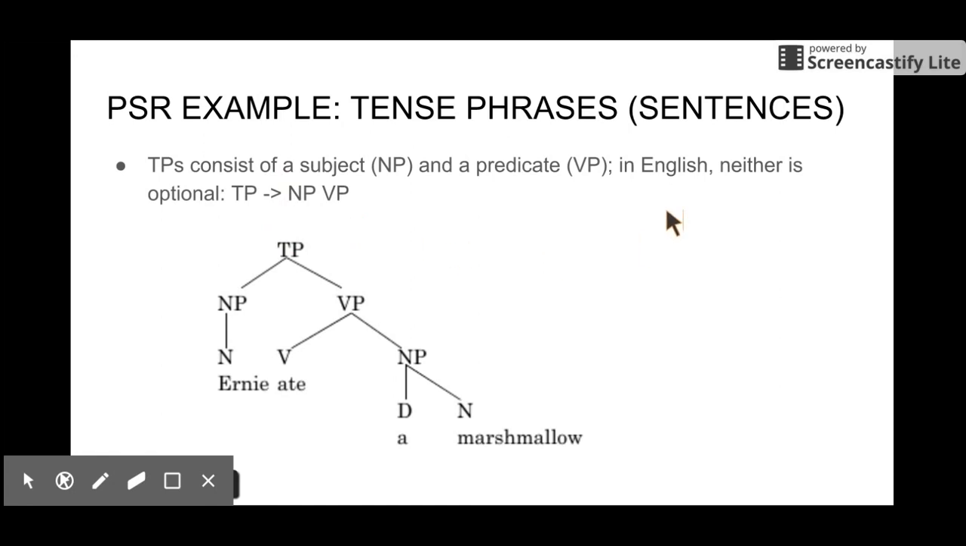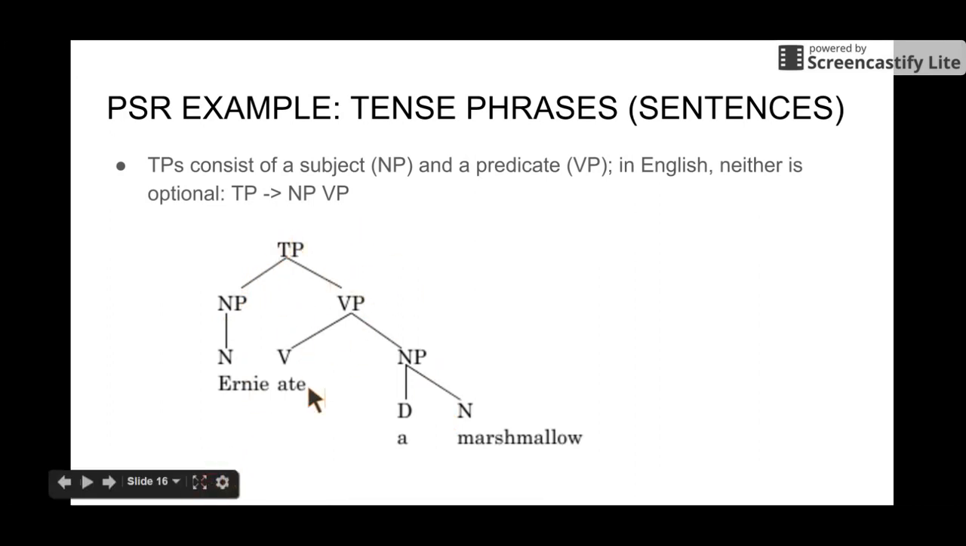This is an English rule. So in English, neither NP nor VP is optional. And if we have an NP and VP, then we have a sentence. Then we have a TP. So here is an example of a TP. So we have a VP here, and then we have the NP, and this NP is the subject.